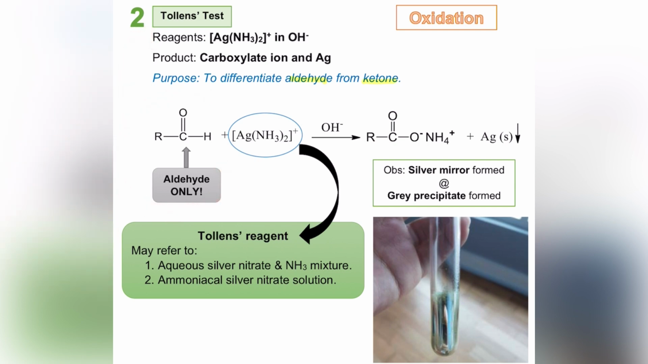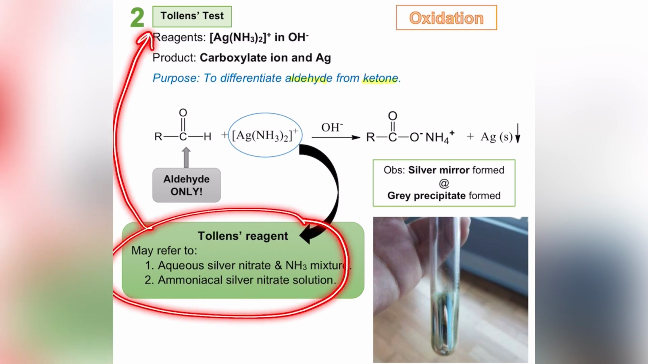You can also recognise this from the wording in the question. Sometimes they will use the term Tollens' reagent, or it can also refer to the aqueous silver nitrate and NH3 mixture, because you have this mixture. Another term they can use is ammoniacal silver nitrate solution. All of these refer to the same Tollens' reagent.